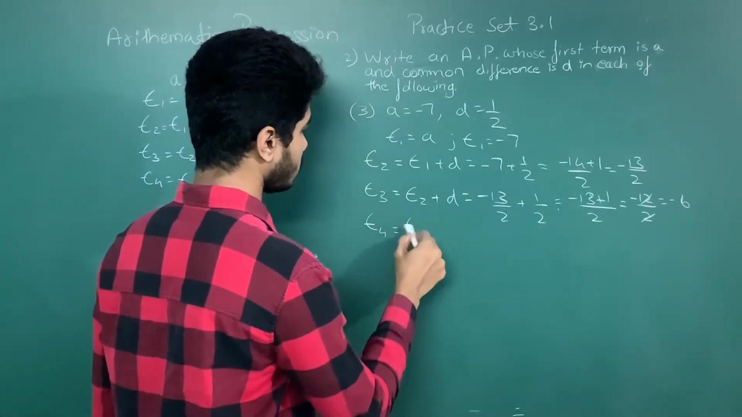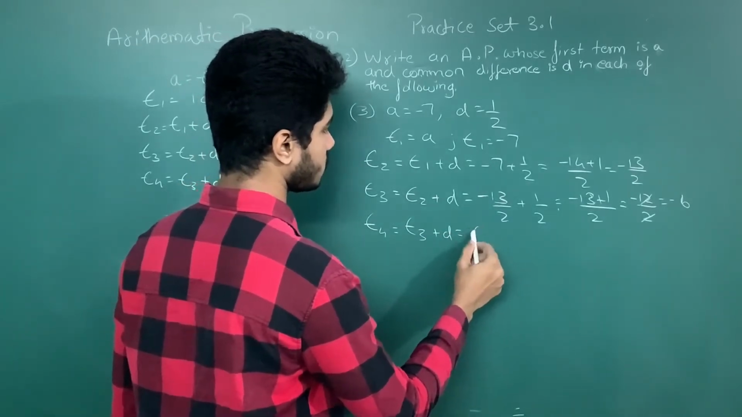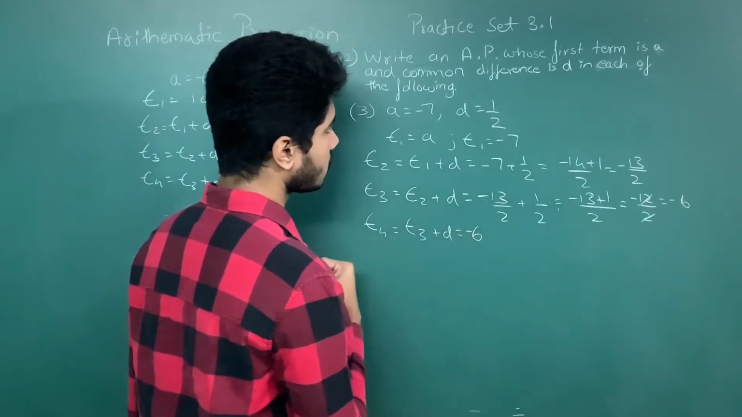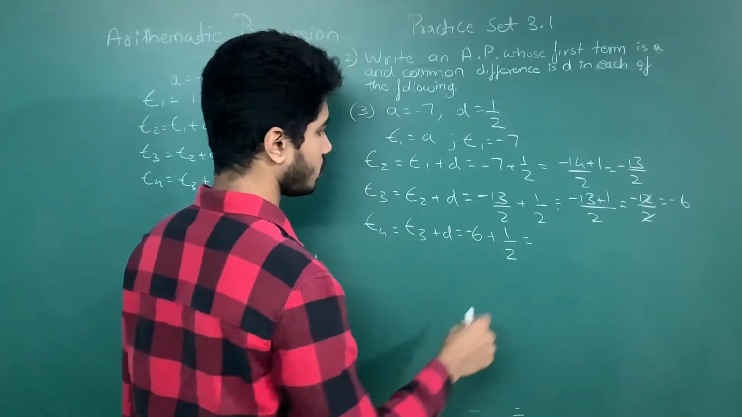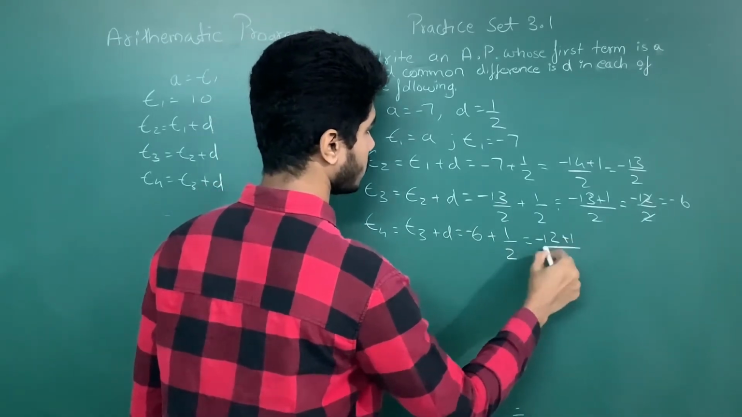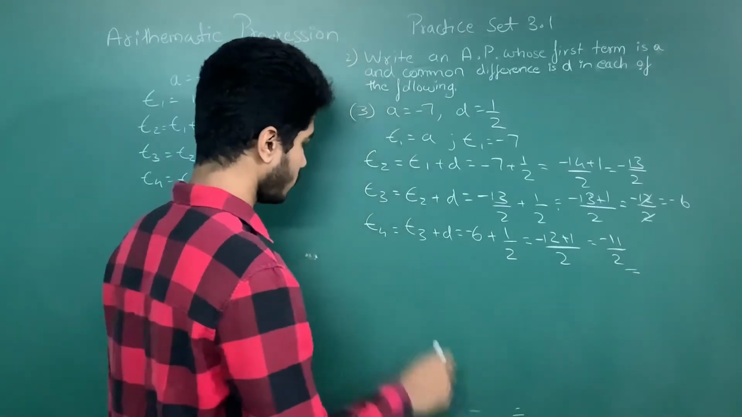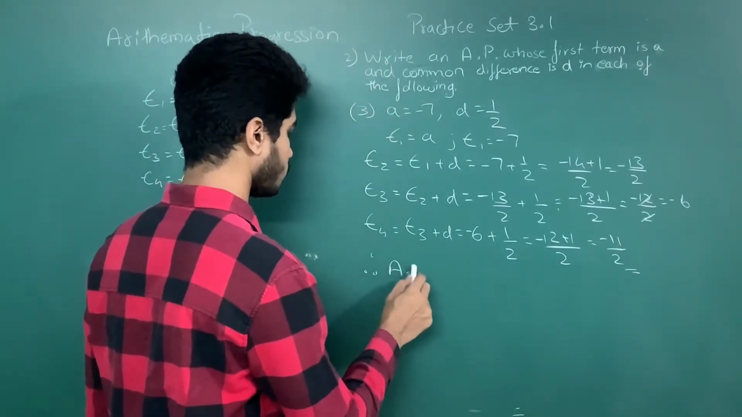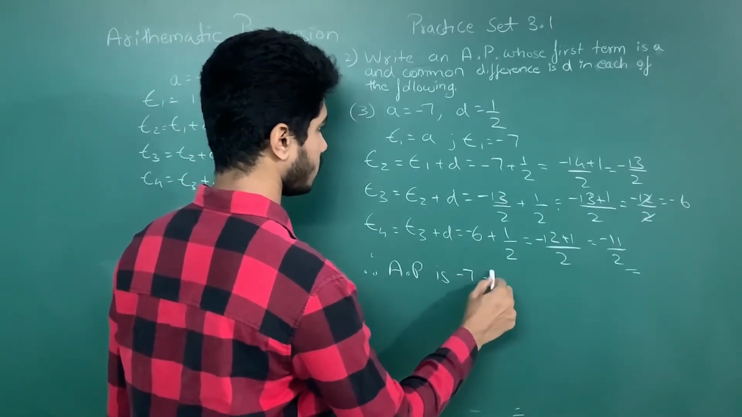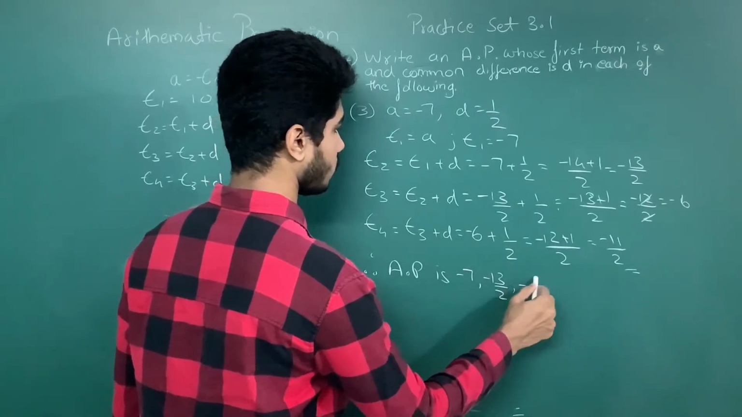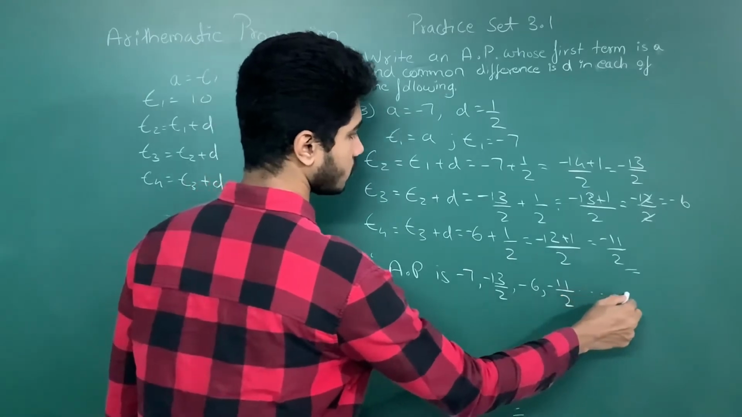T4 is equal to T3 plus D. So your T3 is minus 6 and plus half. So you cross multiply, minus 12 plus 1 upon 2, which you get minus 11 upon 2. Therefore the AP is minus 7, minus 13 by 2, minus 6, minus 11 by 2 and so on.